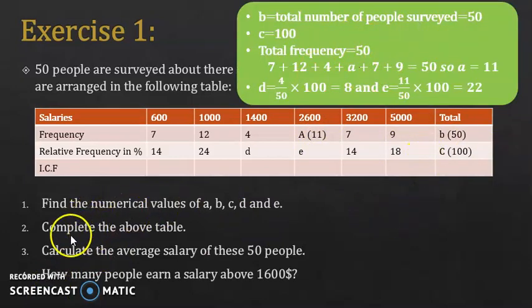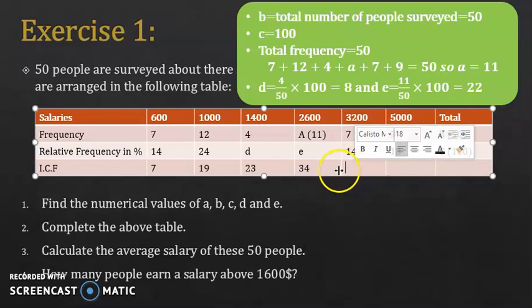Now, the second question: complete the above table. We need to fill the fourth row, which is the increasing cumulative frequency. For sure, we will do the quick method. For the first one, we drop the same frequency, which is 7. For the second one, remember, it's the frequency plus the increasing cumulative frequency of the previous value. So it's 12 plus 7, you get 19. For the next one, it's 4 plus 19, so you get 23. Then it's 11 plus 23, so you get 34.